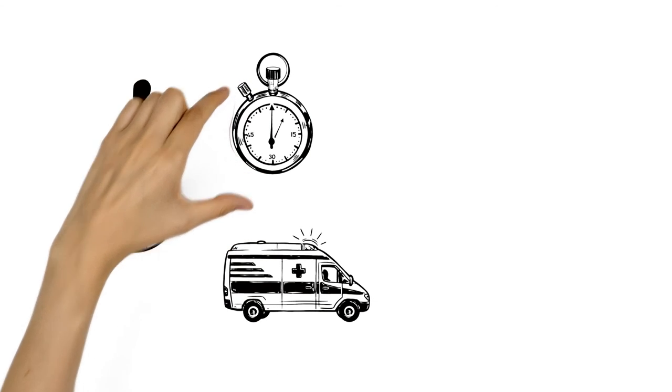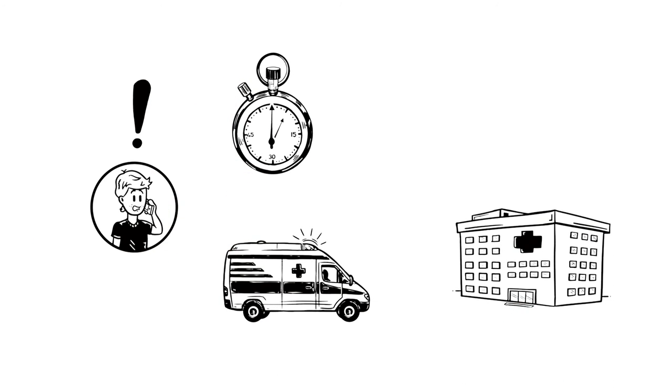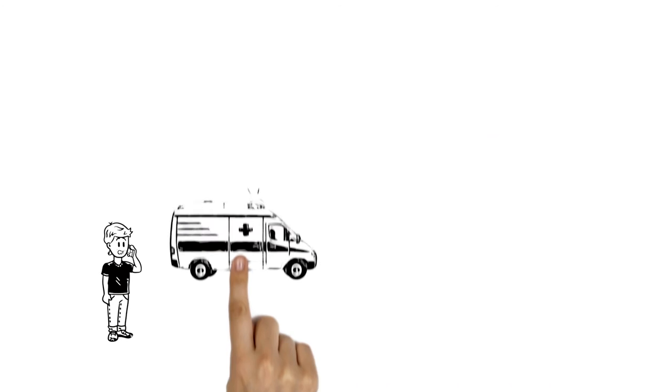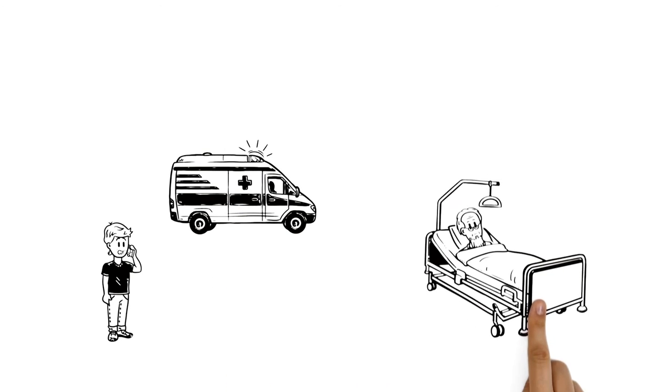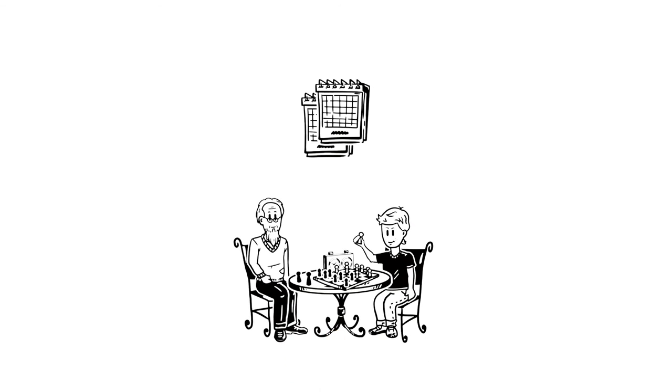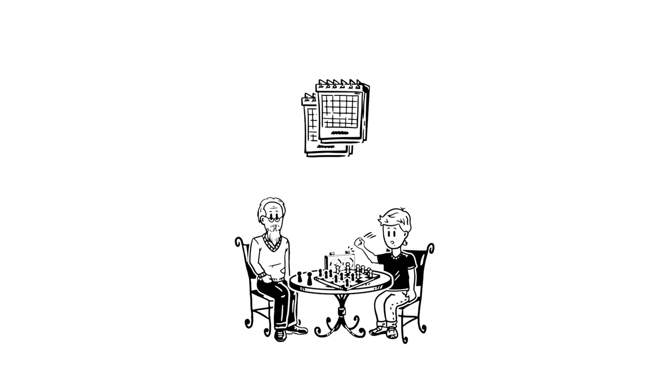The quicker a person gets to a specialist stroke unit, the quicker they will receive treatment, meaning more brain cells can be saved. Mike calls the ambulance right away. His grandfather gets the best treatment and makes a full recovery. And now they can play chess again, thanks to Mike and his fast response.